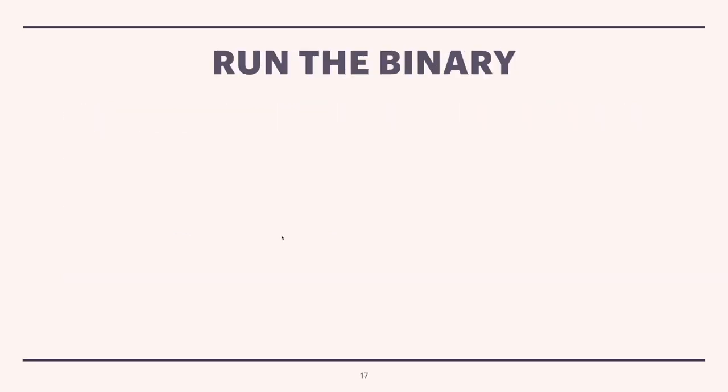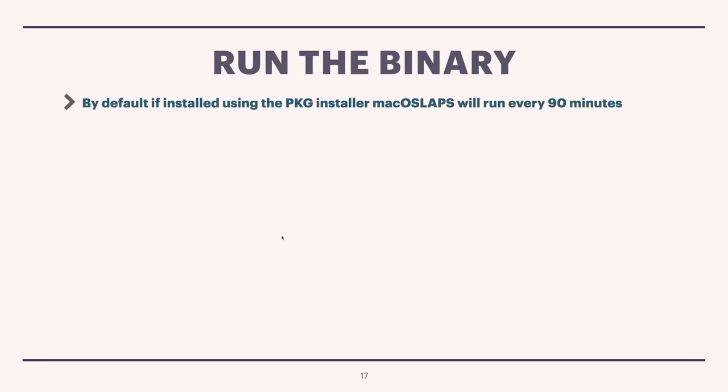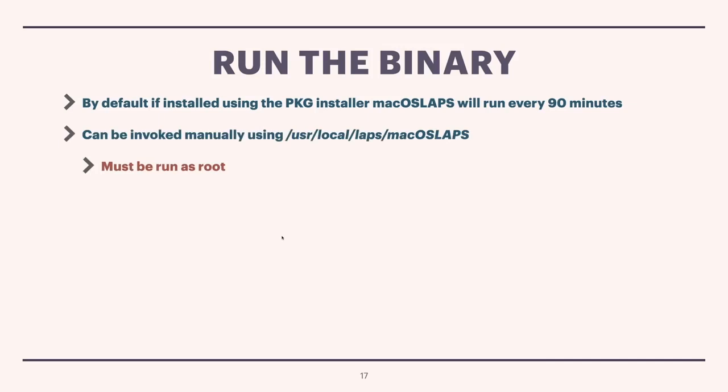Now that we have macOSLAPS configured, we need to run the binary. By default, if you've installed it using the package installer, there's a launch daemon put on the system that runs every 90 minutes as root. If you want to run it manually, you can invoke /usr/local/laps/macOSLAPS. This does have to be run as root because the binary checks to make sure that it is running as root, and if it is not, it will exit out because it needs to be able to perform that password change.